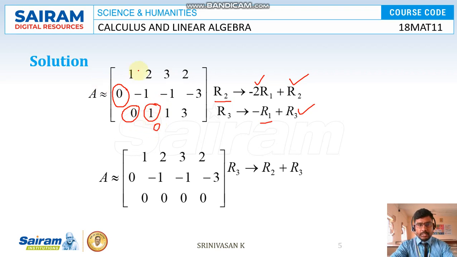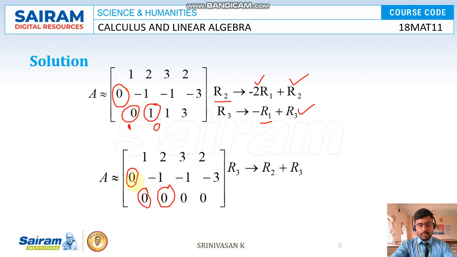If you use the first row, you will get some values here, so you can avoid that. That's why I use the second row, R2 and R3. If you add these two, you'll get 0. So our aim is to make the second row's first element 0 and the third row's first two elements 0. This is our procedure.